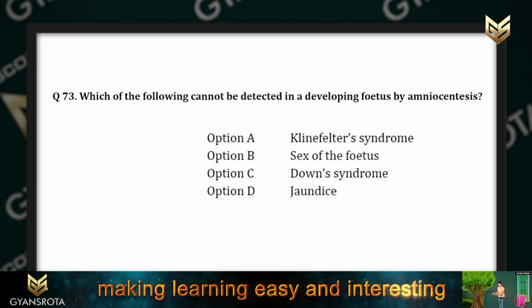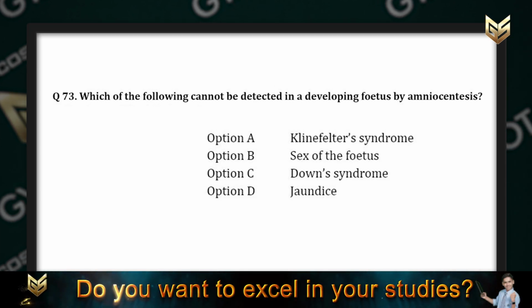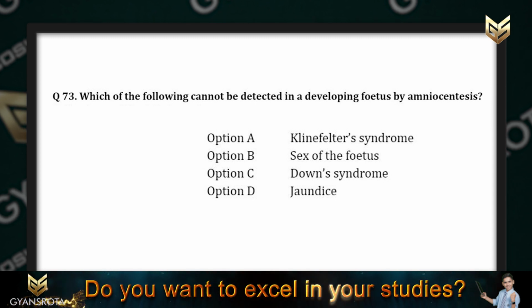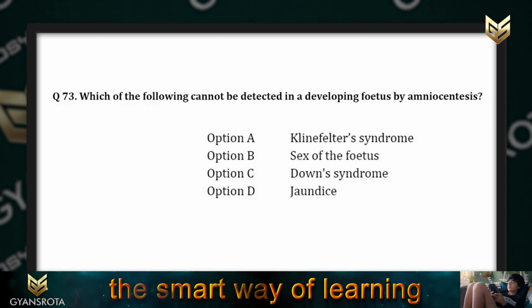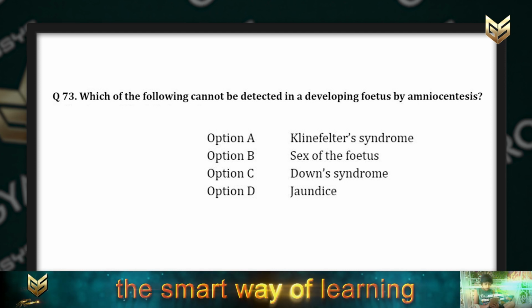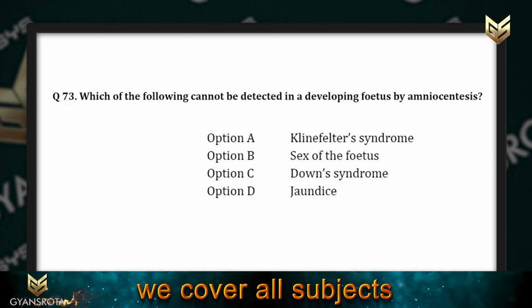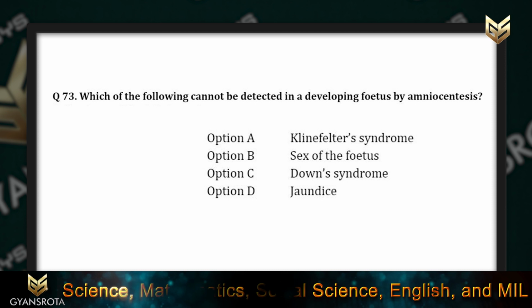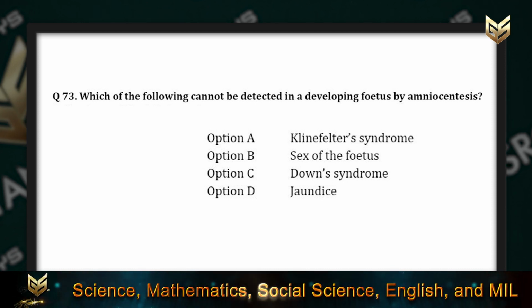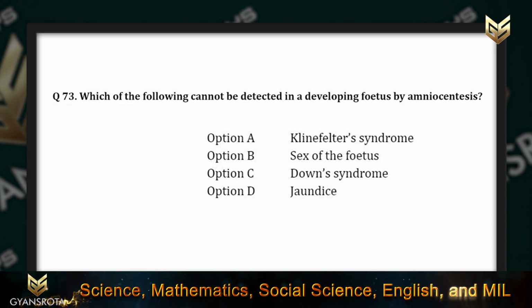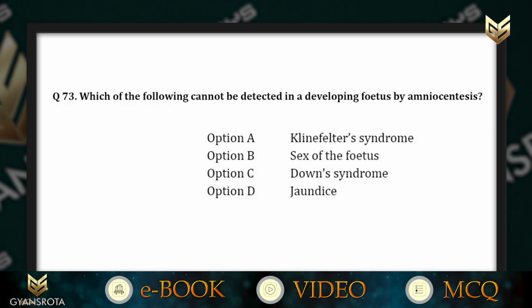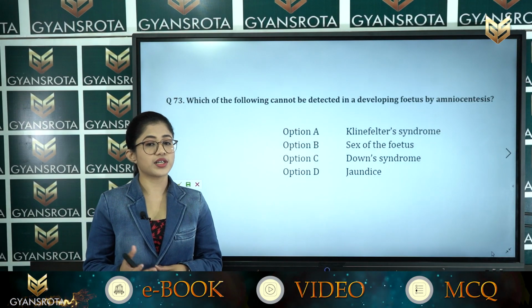Now, in this question, you can see which of the following cannot be detected in a developing fetus by amniocentesis. Option number A, Klinefelter syndrome. Option number B, sex of the fetus. Option number C, Down syndrome, and option number D, jaundice. This is from the chapter Reproductive Health.